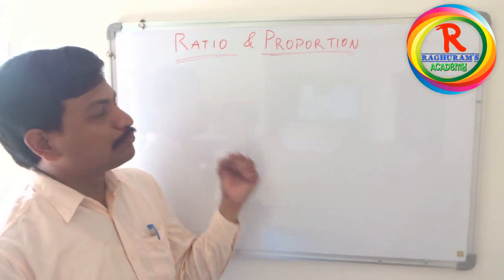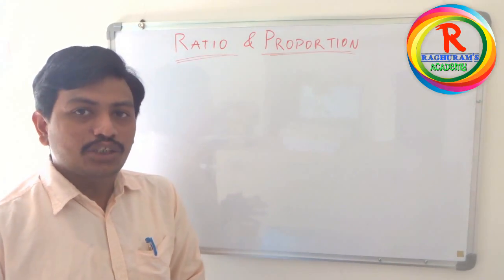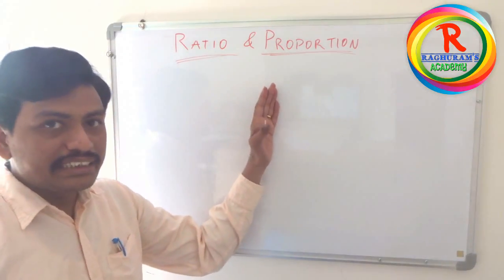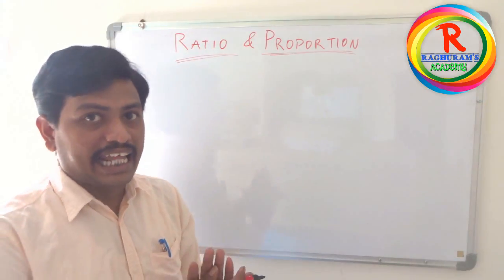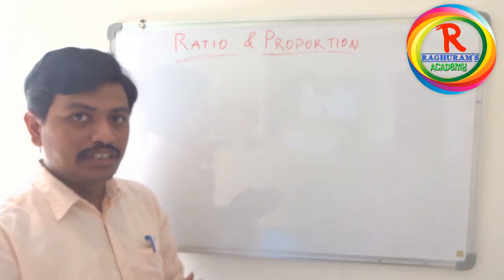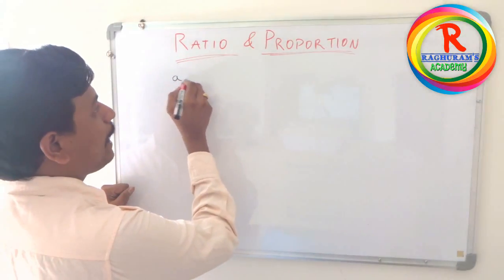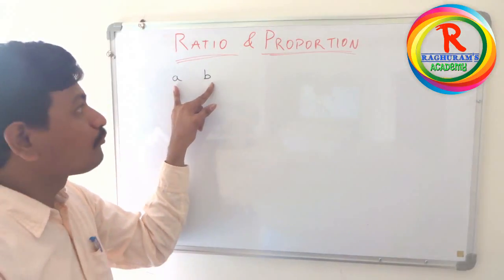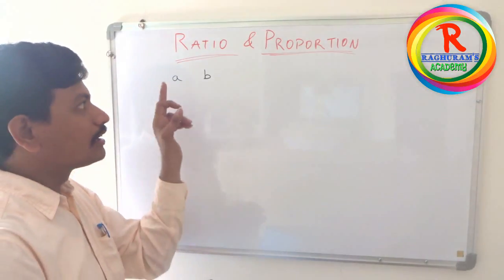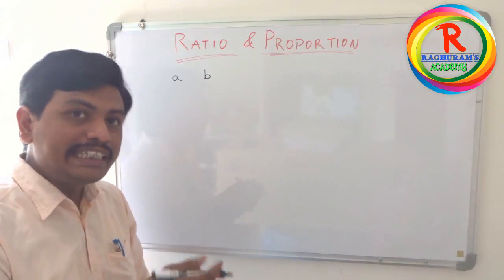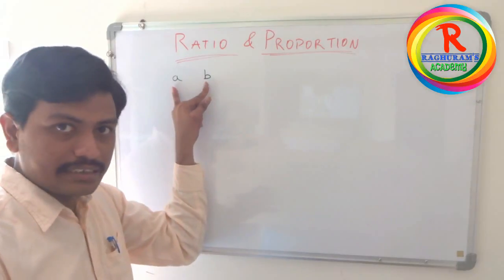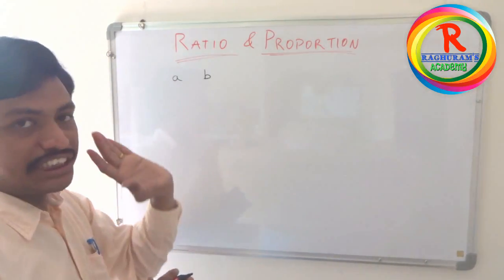First of all, the ratio. We take the ratio between two quantities with the same units. Same units means we should not have one thing in kgs and one thing in grams. Both must be in the same units. Suppose we take A, B: both must be A kgs and B kgs, or A grams and B grams, or A liters and B liters. To compare two quantities of the same units, we use ratios.